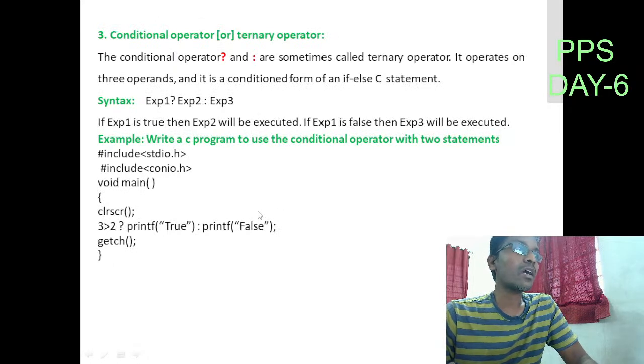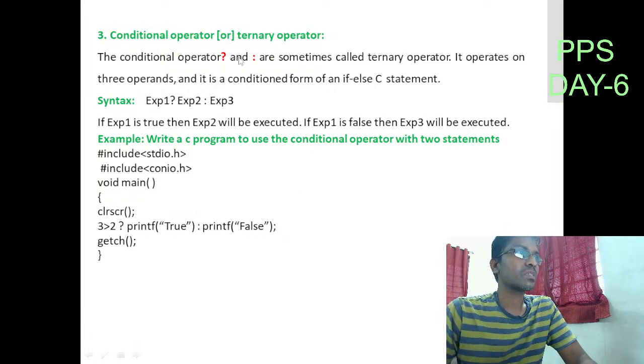And a third operator is the conditional operator. It is also called a ternary operator. For writing a conditional operator or ternary operator, you have to use the question mark and colon symbols. So question mark and colon together are called the ternary operator, or the conditional operator. Why is it a conditional operator? It is like an if else in C statements.